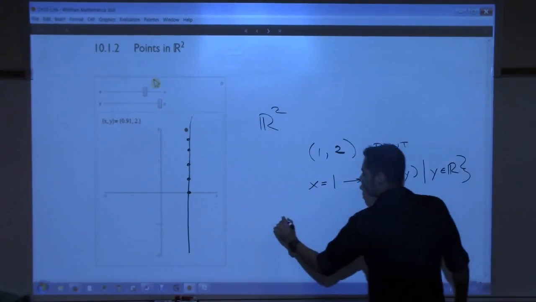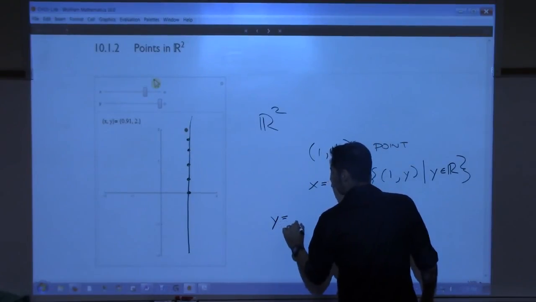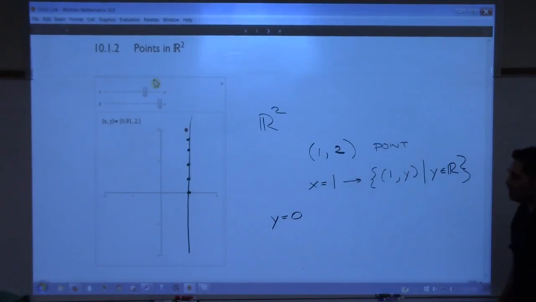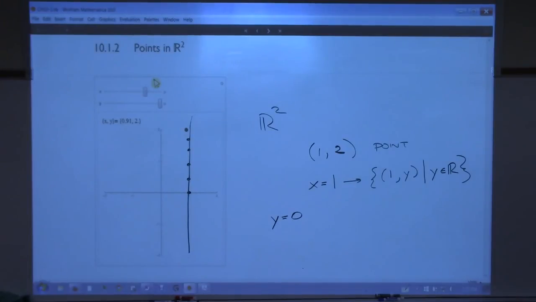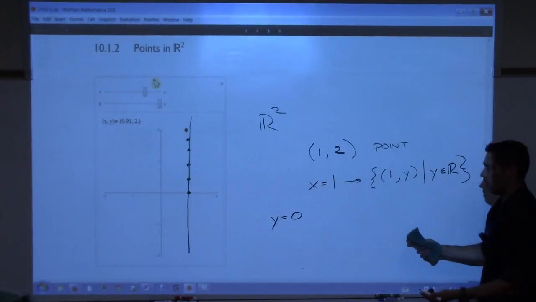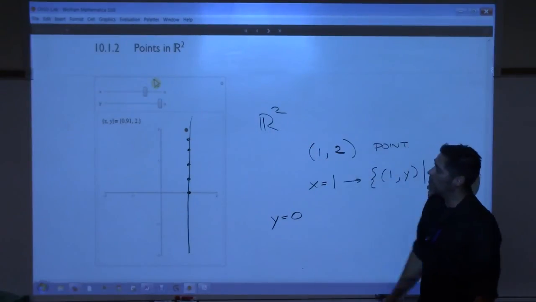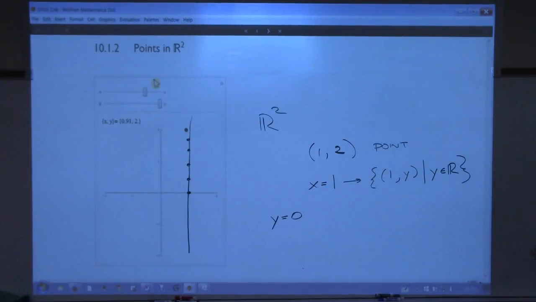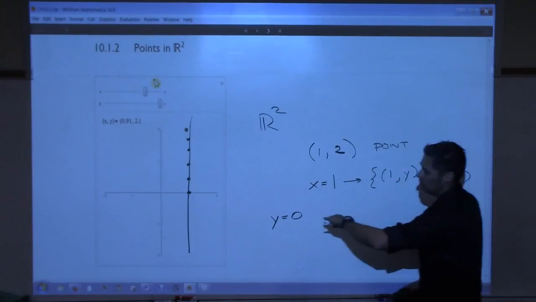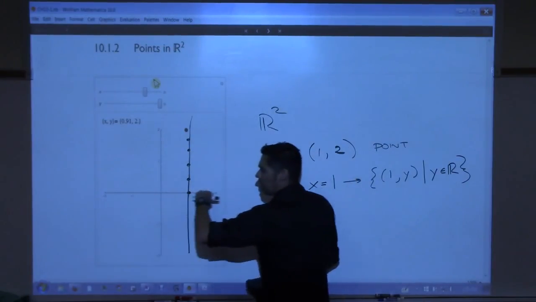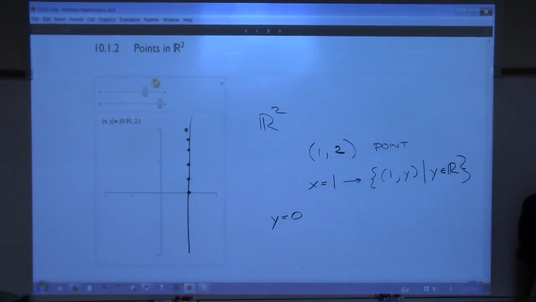Compare that to y equals 0. What is y equals 0? Let's say we're in R2, we're still in R2. So this would be a horizontal line going through y equals 0. So it's actually the x-axis, isn't it? Okay. Got it?